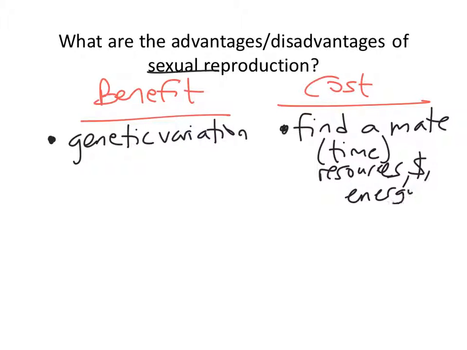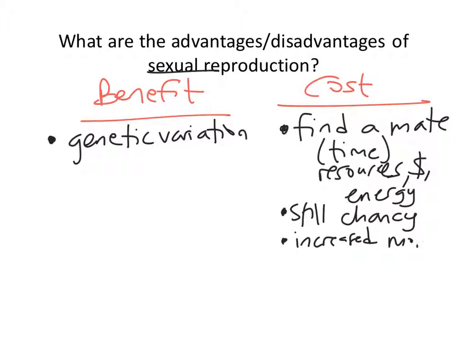You're leaving it up to chance. It's not a guarantee, even if you spend the time. So you're still not guaranteed to reproduce if you're sexually reproducing, even if you put all these resources into finding a mate. What about mortality? An increase in mortality. When you're looking for a mate, you're not focused on whether or not you're being made lunch. Okay, so, yeah. That's a big one.